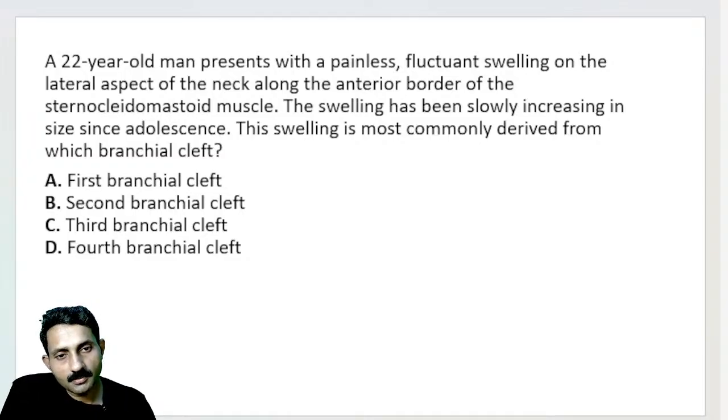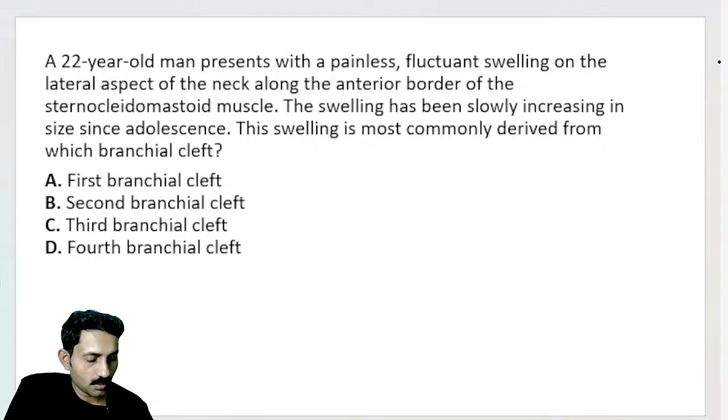The swelling most commonly arises from which branchial cleft? They directly asked about the branchial cleft. We have branchial arches. This is not brachium in the arm, this is branchial. In the neck, we have some embryological swellings. When the neck is developing, there are embryological swellings. They are called branchial pouches. It is called the branchial apparatus.